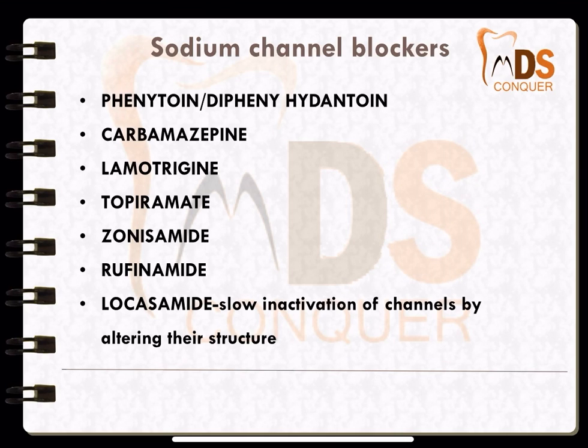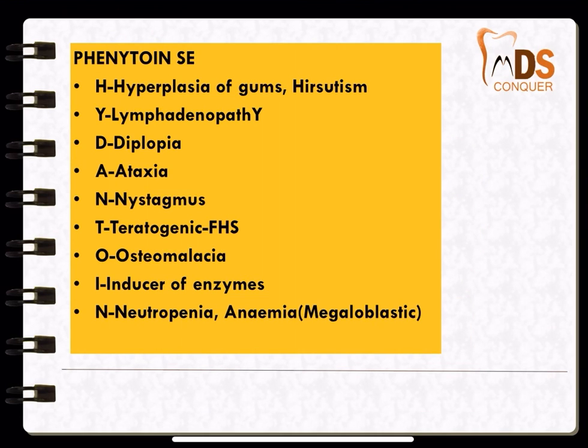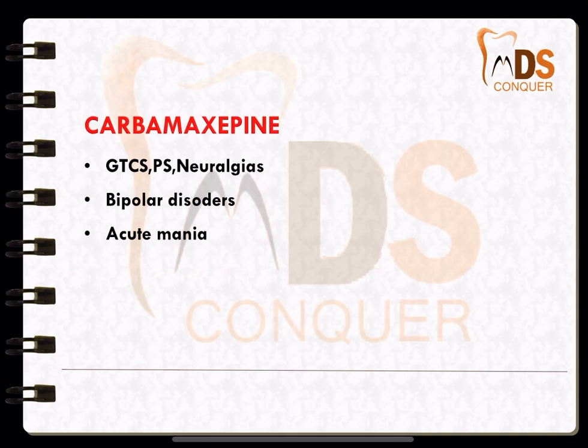And sodium channel blockers, these are the list of the sodium channel blockers. And the phenytoin, the usages, okay, and it follows zero order kinetics. The phenytoin side effects, so hydantoin itself is another name and that's again the side effect. So hyperplasia of gums, I think you know it. So lymphadenopathy, diplopia, ataxia, nystagmus, teratogenic and osteomalacia, inducer of enzymes and neutropenia. So all these are the side effects.